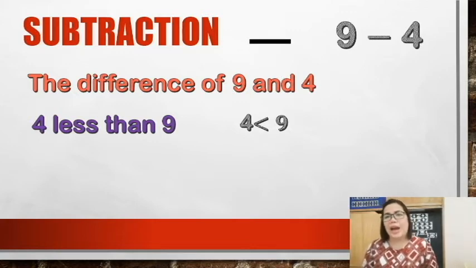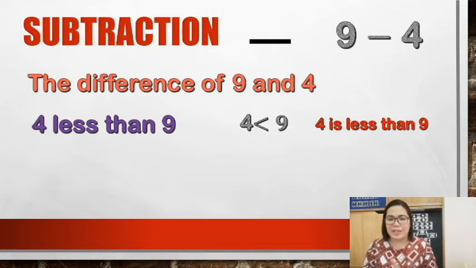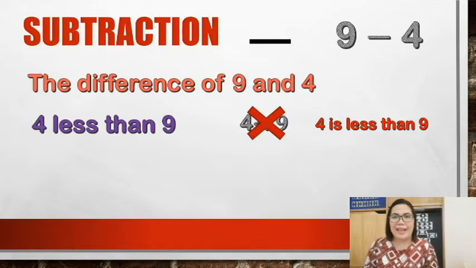Now take note, I have mentioned earlier that "is" is associated with equal or sometimes inequality. So in this case, inequality because of the words less than. So this is 4 is less than 9. This is not the same as 4 less than 9. So what does 4 less than 9 mean?